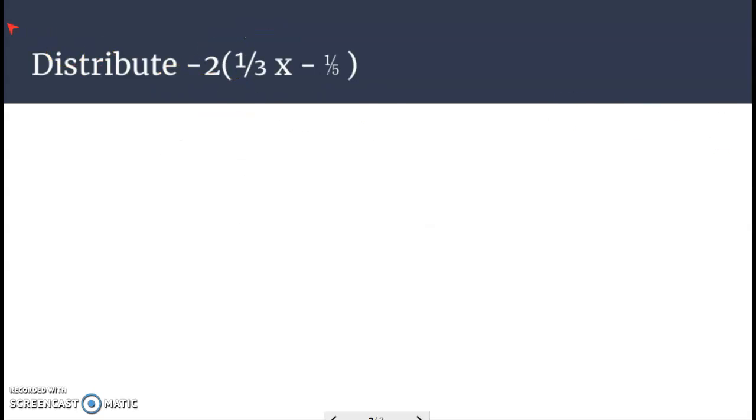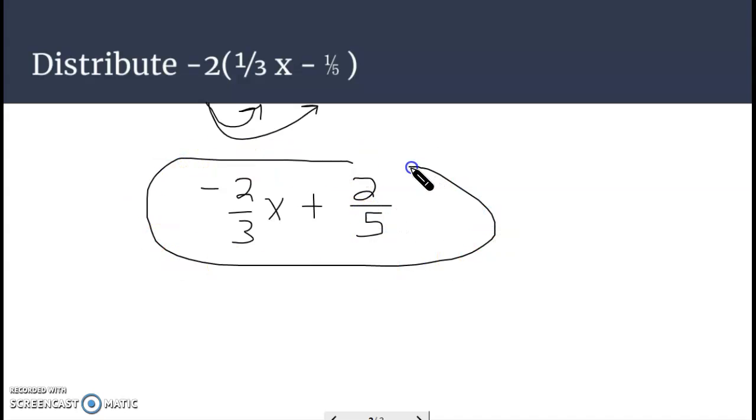Alright, let's try distributive property. It's a little more complicated. Notice we have the -2. We're going to distribute that to a 1/3 to get -2/3, and there's an x with it. And then that -2 is also going to be distributed to the 1/5. And yeah, it says -1/5. I want you to think of that -1/5 as a negative. And if we take a negative times a negative, we get a positive. 2 times 1/5 is 2/5. So this simplified answer is -2/3 x plus 2/5.